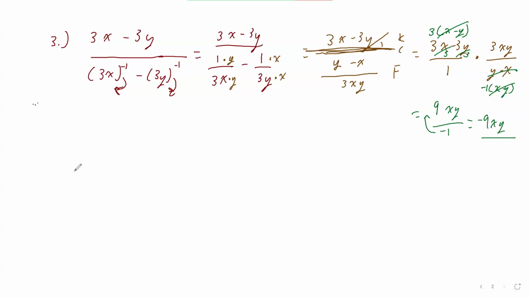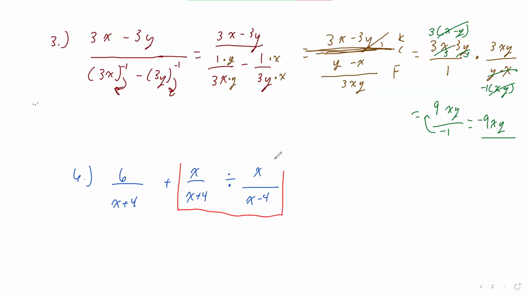So we'll look at number 6 now. So this is 6 over x plus 4 plus x over x plus 4 divided by x over x minus 4. All right, so what we can do here is in PEMDAS, you have to do division before you can do addition. So I need to work this part out first.